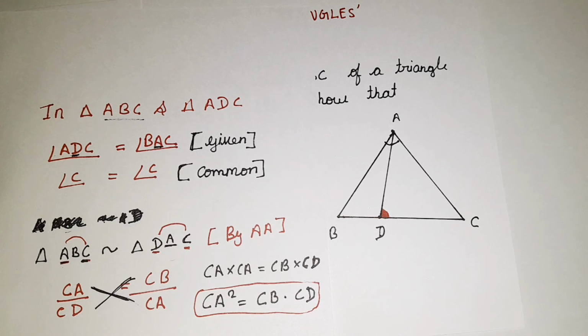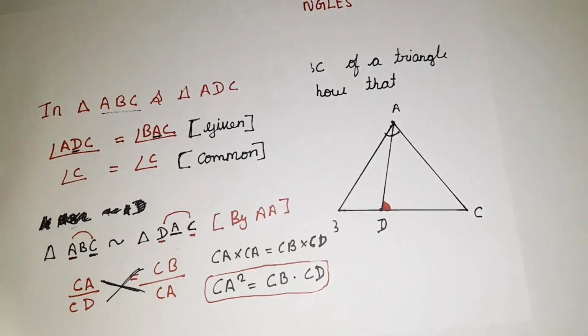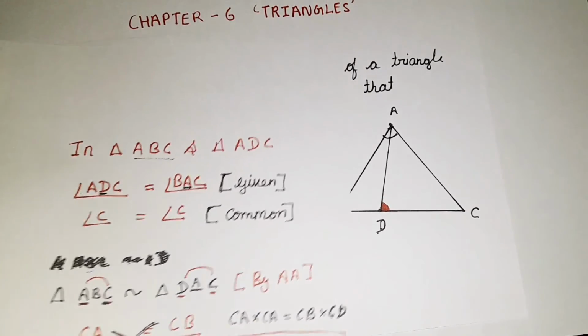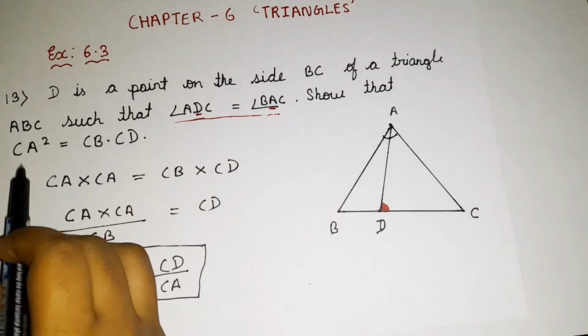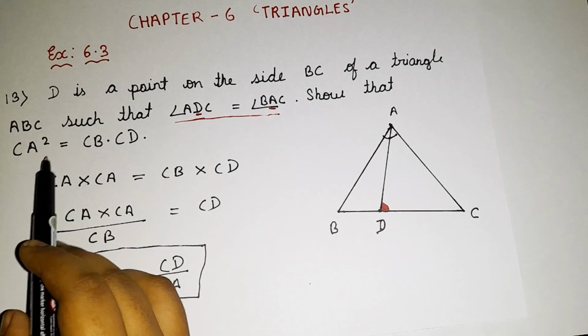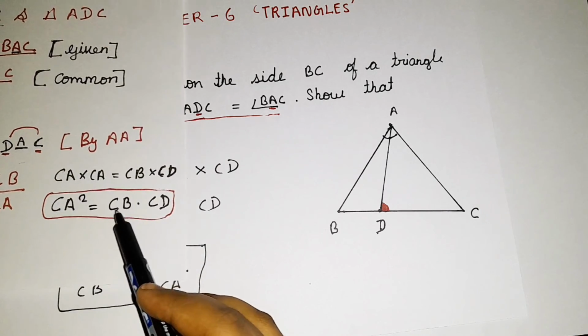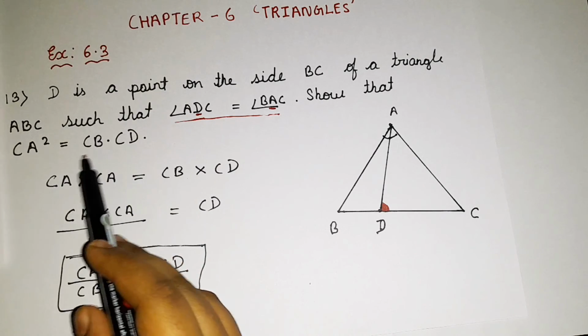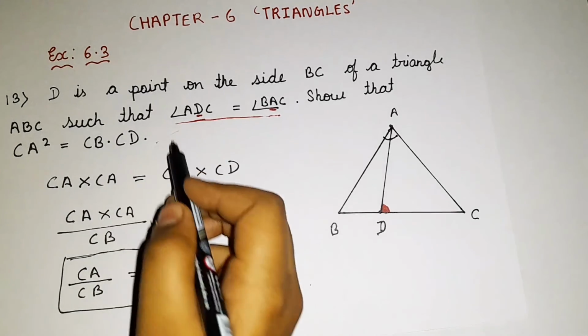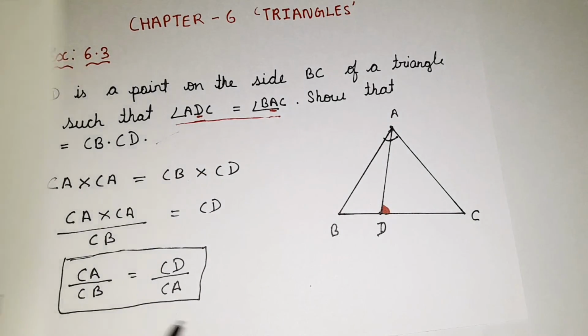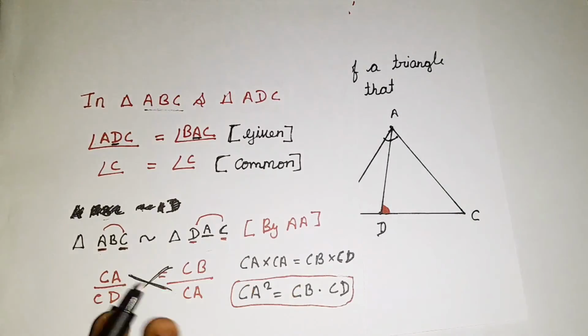Am I right? So let us check whether we are supposed to prove this or not. According to the question, we are supposed to prove CA square is equal to CB into CD. This is what we are supposed to prove. Finally we proved it. Am I right? So now I hope you guys understood how I did it. Since it was the square form, you might have wondered that it would be difficult to solve. But when we expand it, it was easy.